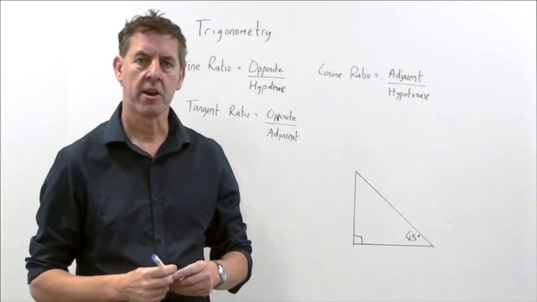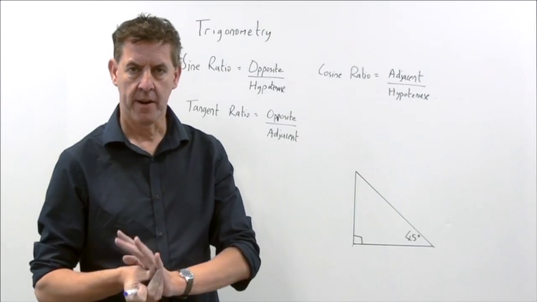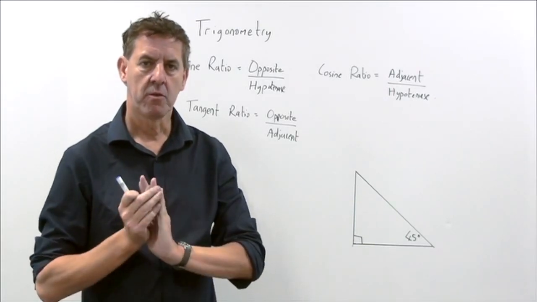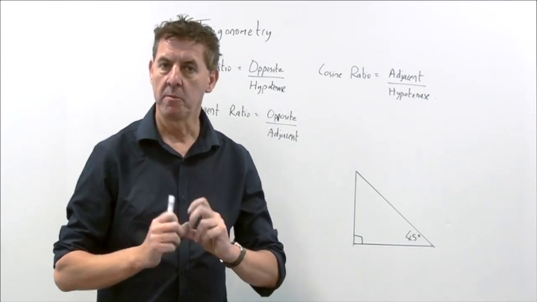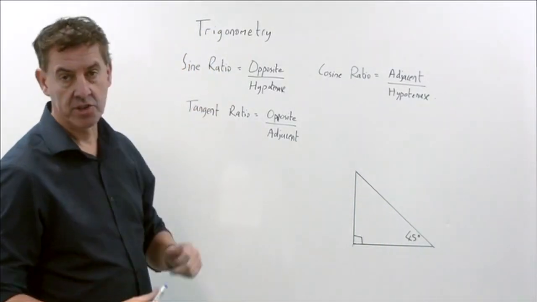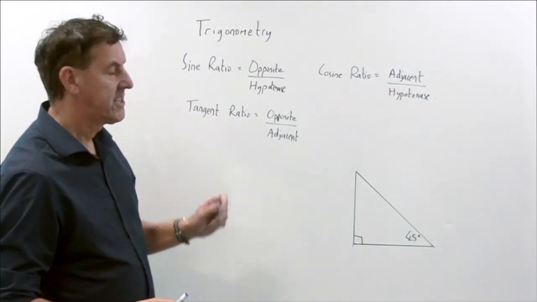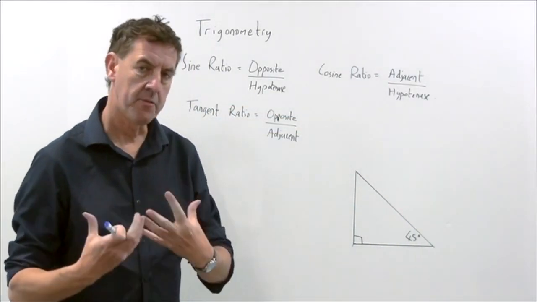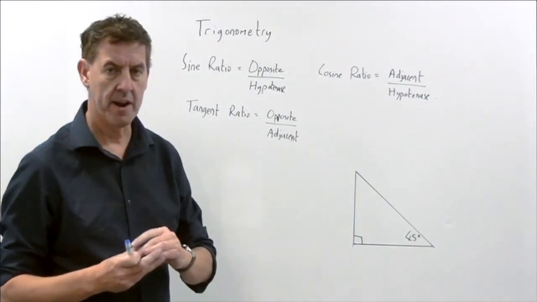This lesson is on trigonometry. Now, trigonometry is all to do with right-angled triangles and specific ratios. We have three special ratios which we work with when we look at right-angled triangles and trigonometry. The names are the sine ratio, the cosine ratio, and the tangent ratio. They're the three ratios, and basically it's to do with the sides on a right-angled triangle.